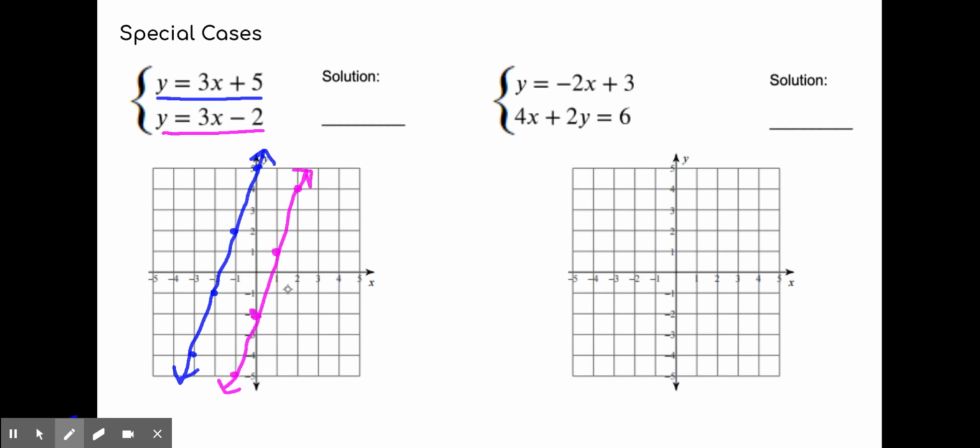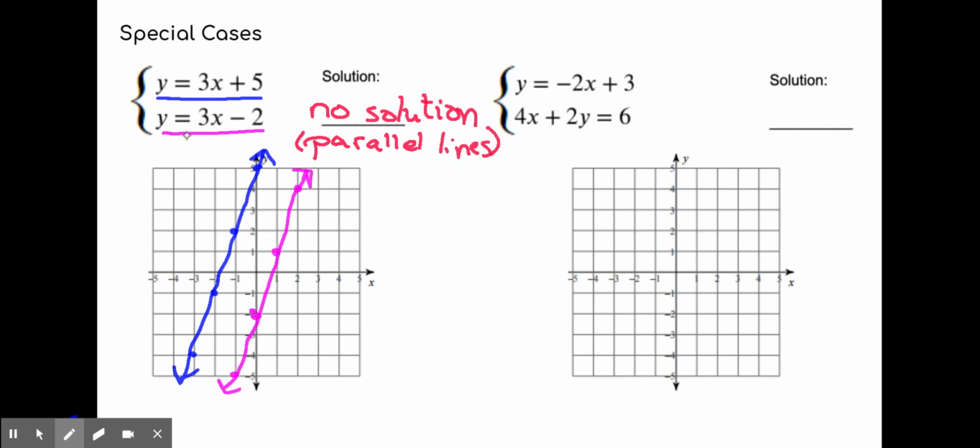These do not intersect. Is there any point that is on both lines? There is not. So when they do not intersect, we say that there is no solution. There is no point that is on both lines. What kind of lines are they? What kind of lines never intersect? Parallel lines, right?